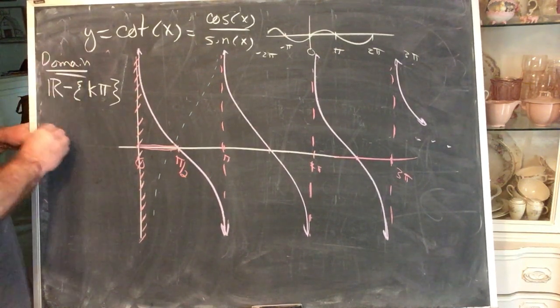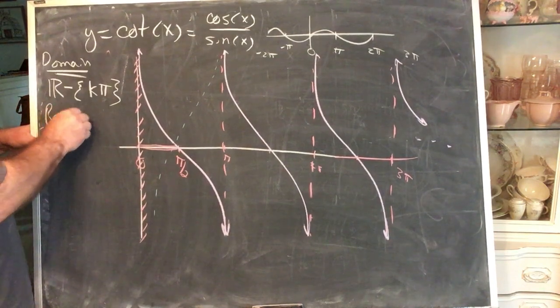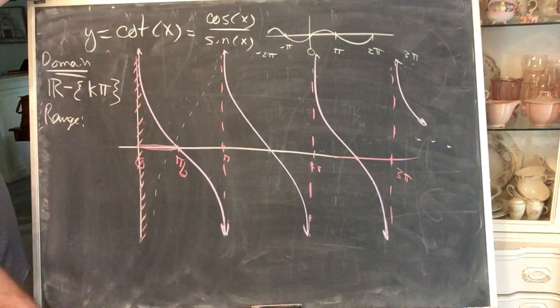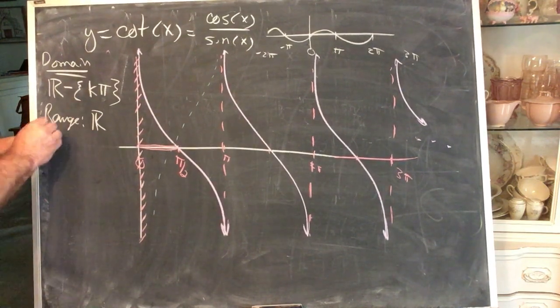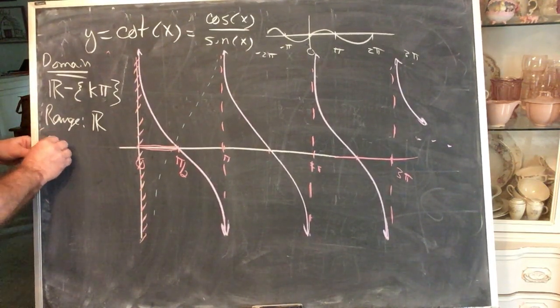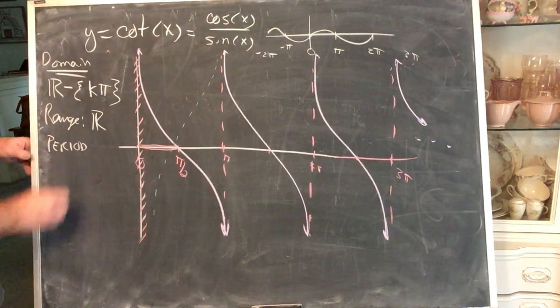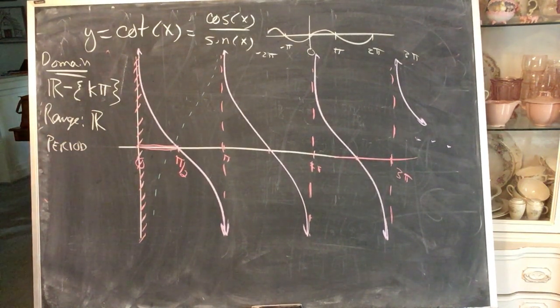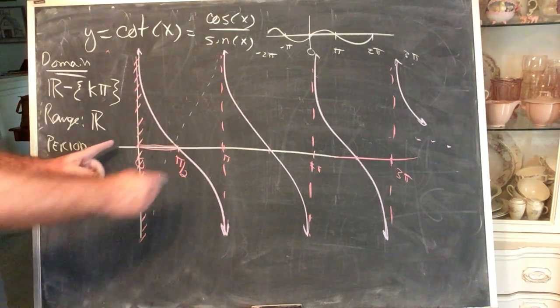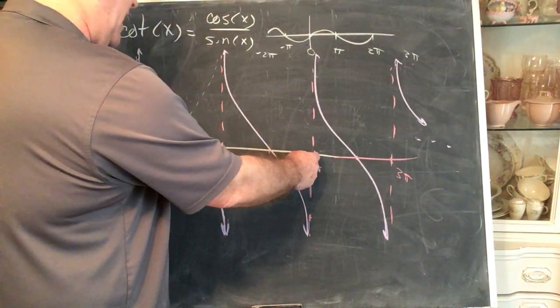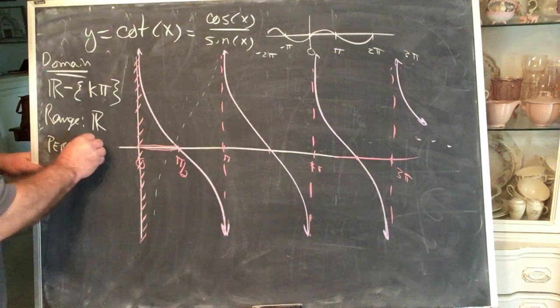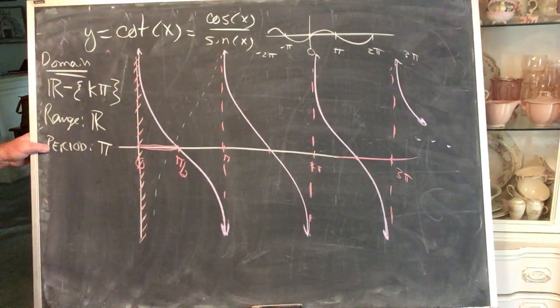All right? The range, I think the range is obvious. We're using the entire y-axis. So the range is all the real numbers. The period is the distance required for the function to repeat itself, the minimum distance required for the function to repeat itself. That is obviously, in this case, pi, because in that distance it repeats itself, and in that distance it repeats itself. So the period is pi. The period of cotangent and the period of tangent are the same.